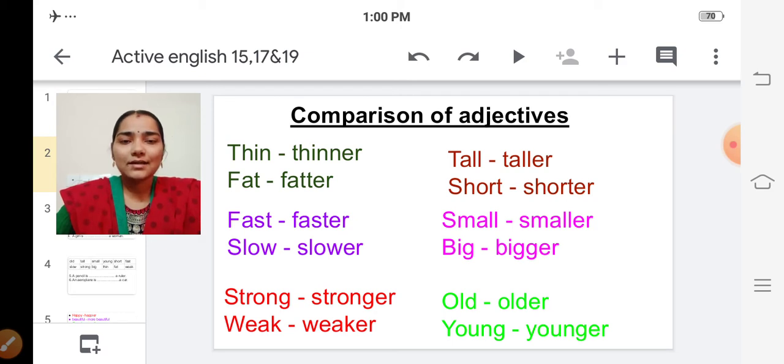Comparison of adjectives. When we see two objects, what do we do? We compare, isn't it? For example, if you are having two chocolates, you compare those two chocolates. Which one is bigger? Like that, comparison of adjectives means we compare the differences between the two objects. Okay, children, only two objects, not more than that.